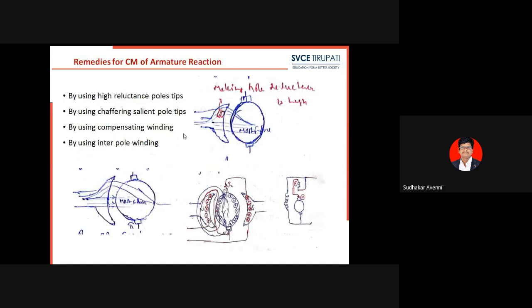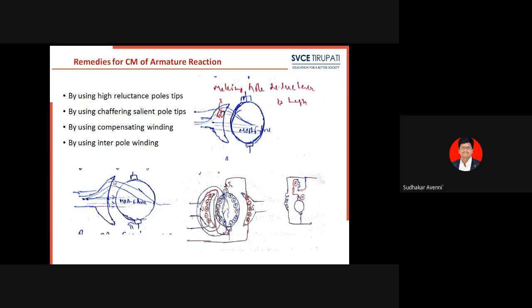Next, remedies for cross magnetization of armature reaction. By using high reluctance pole tips, we can reduce the armature reaction and the cross magnetization effect. See here, the flux is crowded in the trailing pole tip. By making some holes, we increase the reluctance. When reluctance increases, it opposes the armature flux, such that there is a reduction of cross magnetization effect.